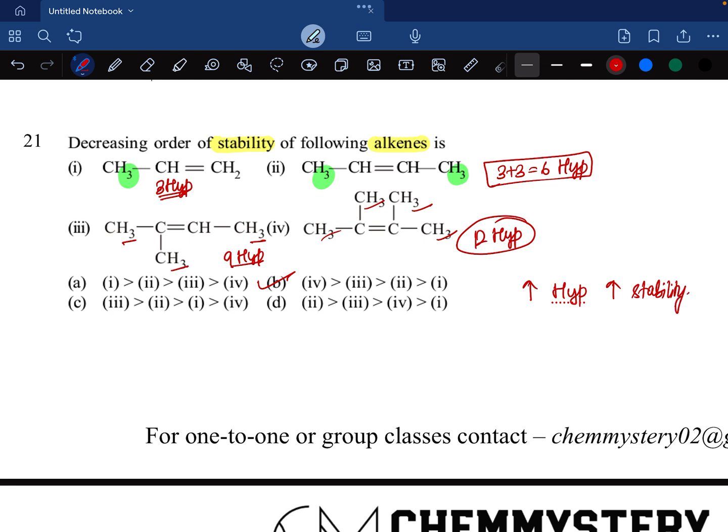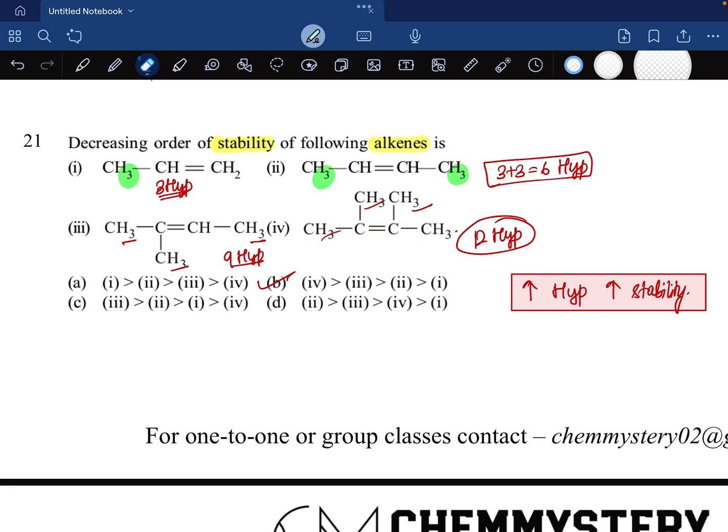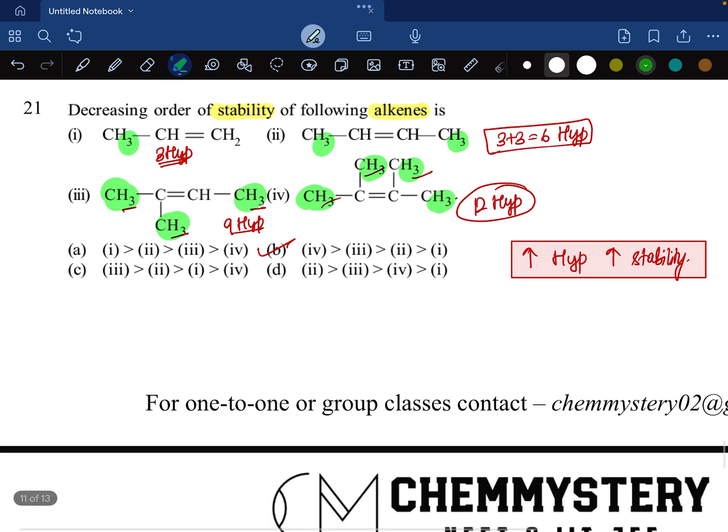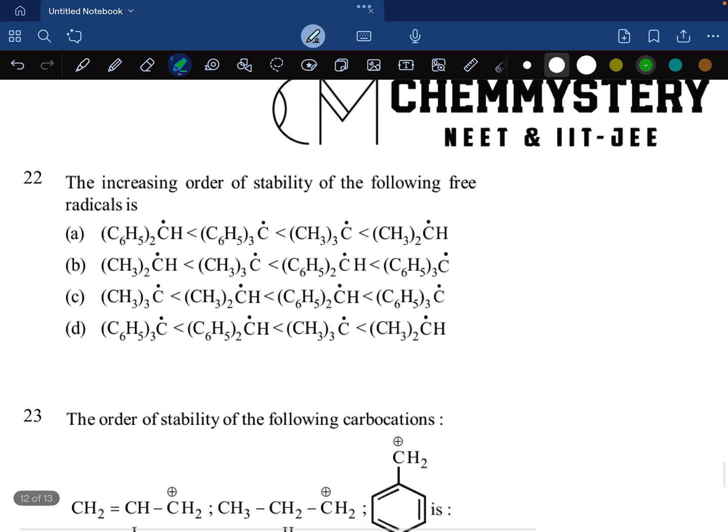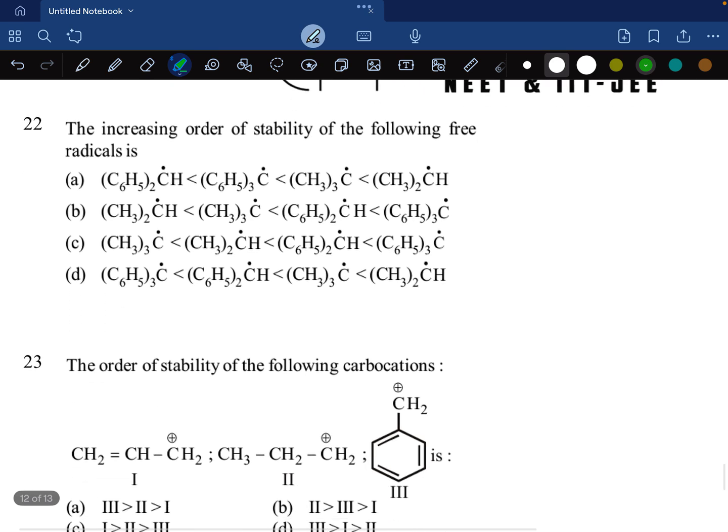Okay. So around the particular double bonded system, we'll check the number of hyperconjugative structures that are possible, the alpha hydrogens which are present, that we will be checking. Okay, alpha hydrogens are present, so these alpha hydrogens lead to stability. Next one, the increasing order of stability of the following free radicals is.